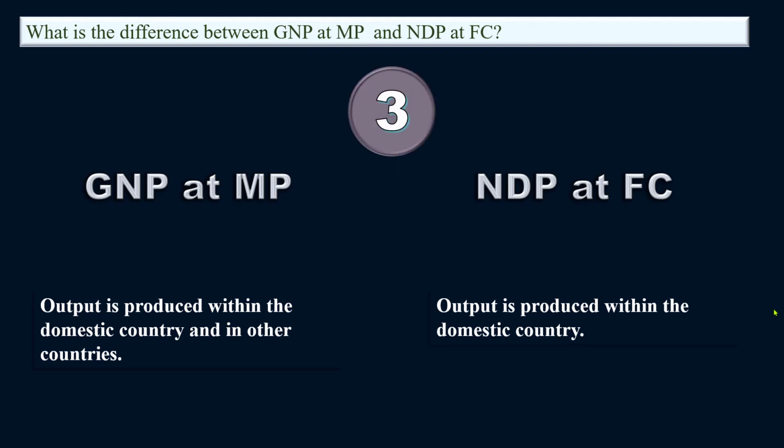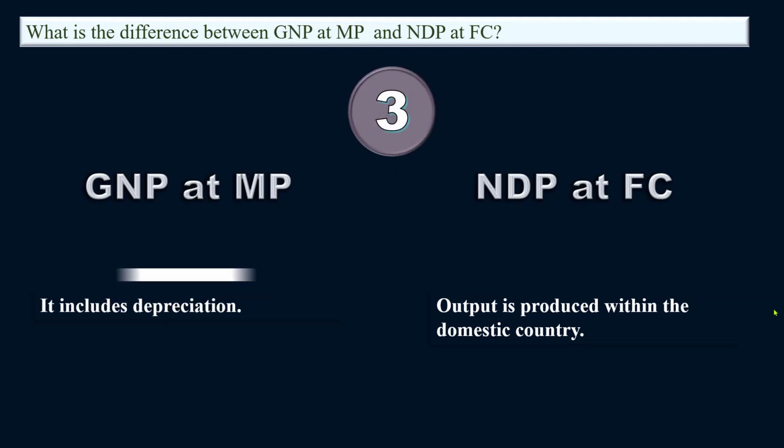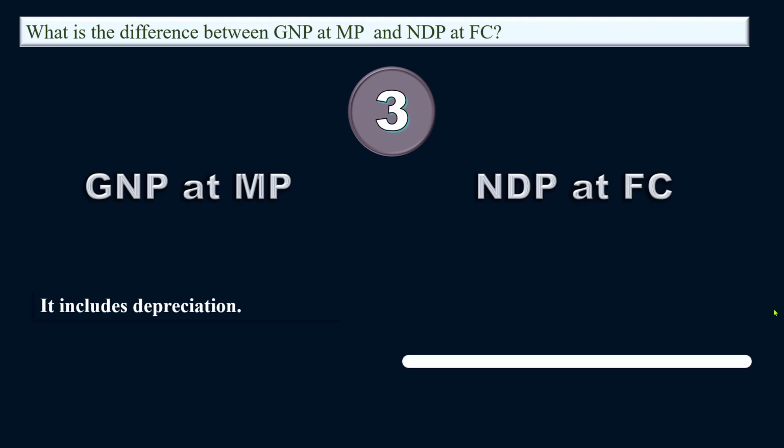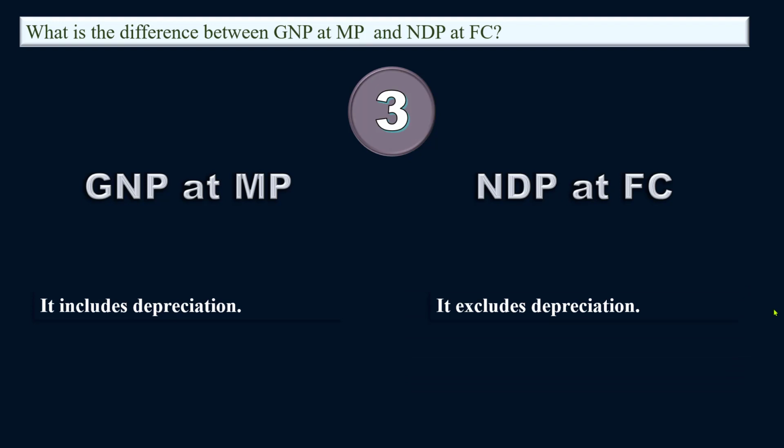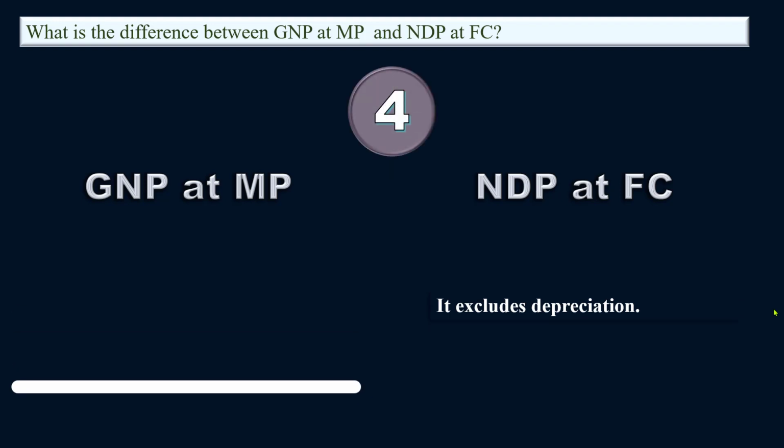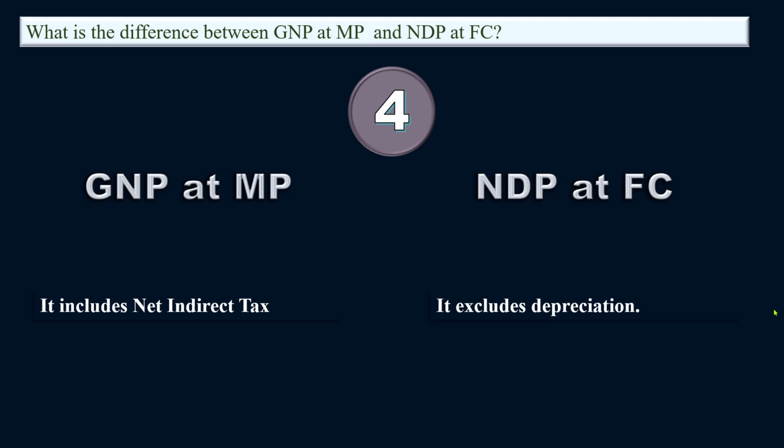3. GNP at market price. It includes depreciation. NDP at factor cost. It excludes depreciation. 4. GNP at market price. It includes net indirect tax. NDP at factor cost. It excludes net indirect tax.